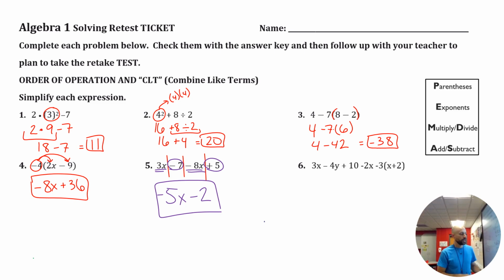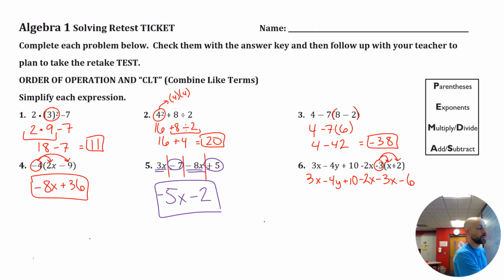And for the last one in this section, number 6. Again, simplifying, we're looking for parentheses. So x plus 2, nope, I cannot combine that together. So I'm going to just go ahead and distribute that negative 3. So negative 3x minus 6. And everything else just comes down. So 3x minus 4y plus 10 minus 2x minus 3x minus 6.